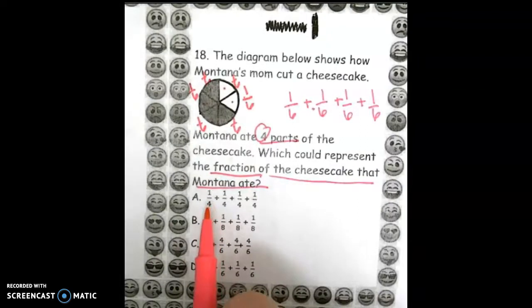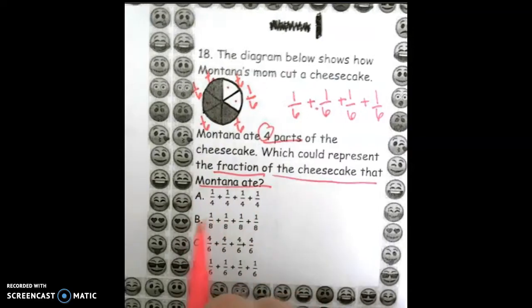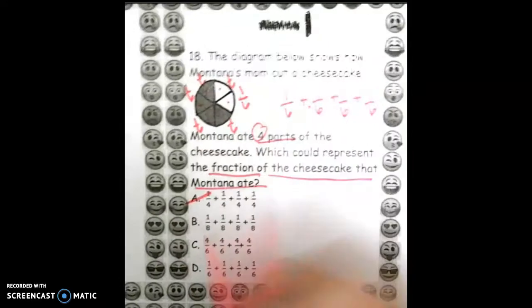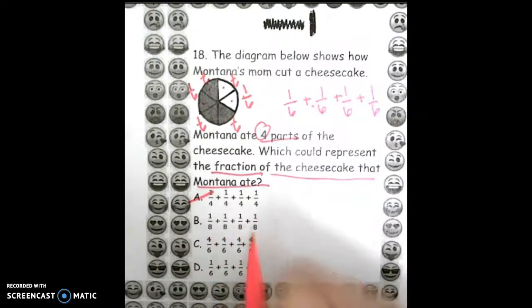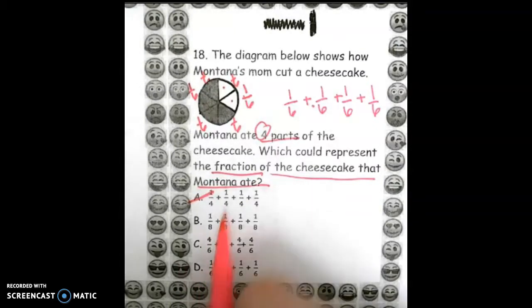Letter A, 1/4 plus 1/4 plus 1/4 plus 1/4. This would work if our pieces were cut into fourths, but our pieces are not cut into fourths. Our pieces are cut into sixths. 1/8 plus 1/8 plus 1/8 plus 1/8. This would mean that your cheesecake was cut into eighths, and we know that that is not true because our cheesecake was cut into sixths.